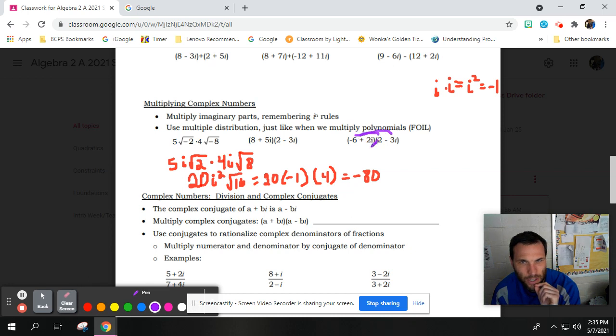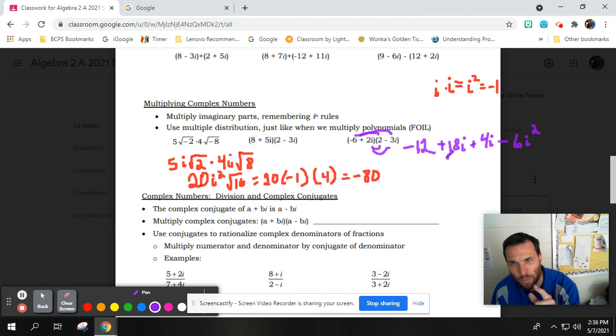Right here, you want to FOIL: first, outside, inside, last. So negative 6 times 2 is negative 12. Negative 6 times negative 3i is plus 18i. 2i times 2 is plus 4i. And 2i times negative 3 is negative 6i squared.